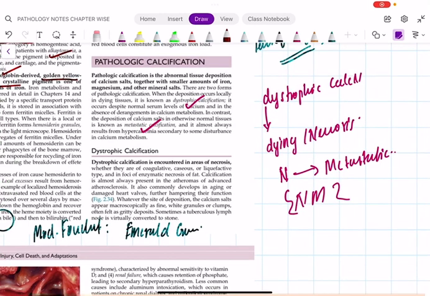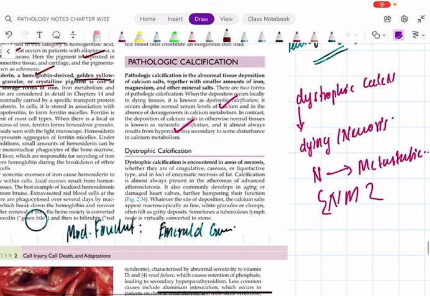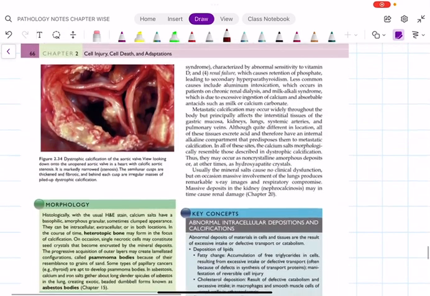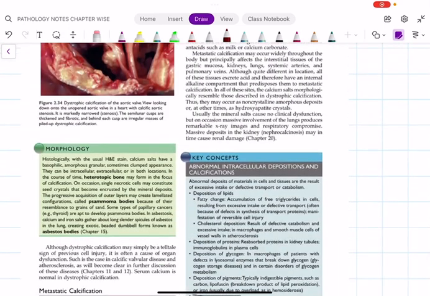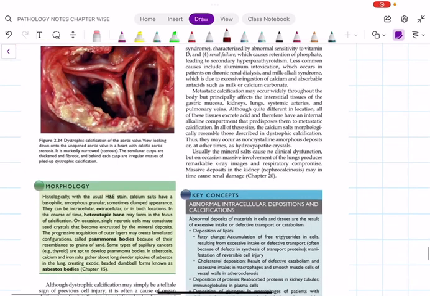Fine? Yes. So you will see calcium deposits. I told you calcium combines with fatty acid to give chalky deposits. All those things you can write here. Fine? Yes. What is the morphology?